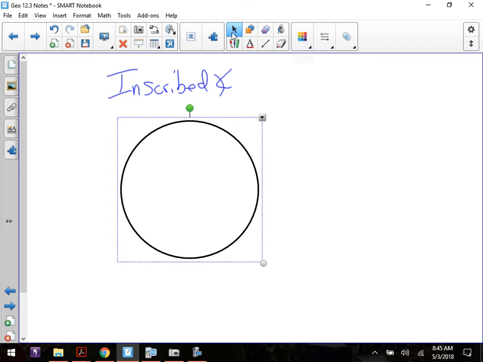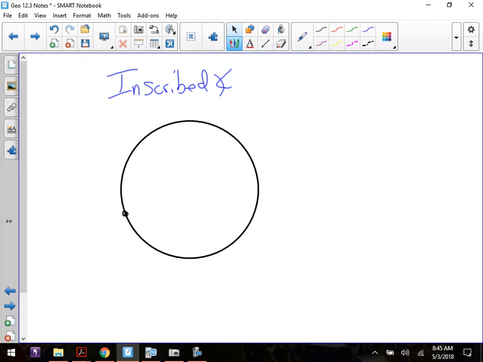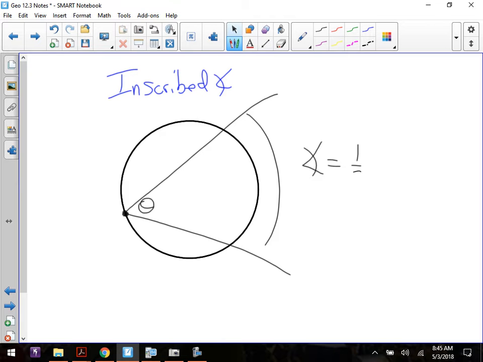Anytime you have an angle on the circle, this angle here is always equal to half of that arc. The inscribed angle is always equal to half the measure of the arc it hits. So an intercepting arc, is that the term? Yeah, the intercepting arc. Whatever arc it hits on the other side, the angle will always be equal to half of it.